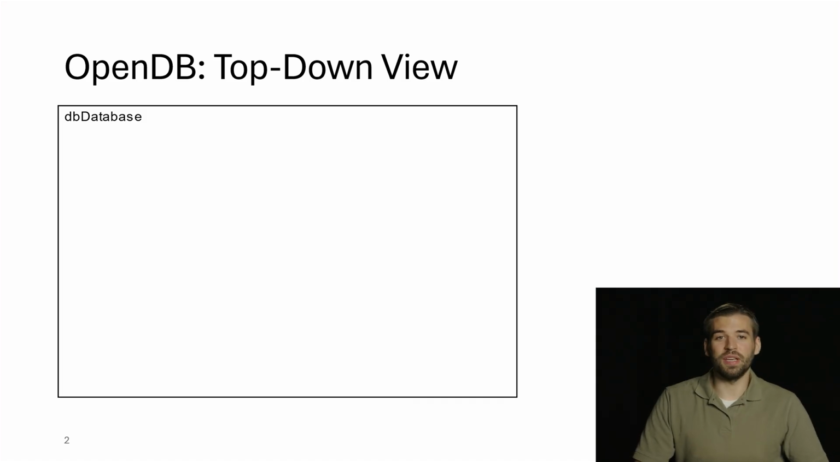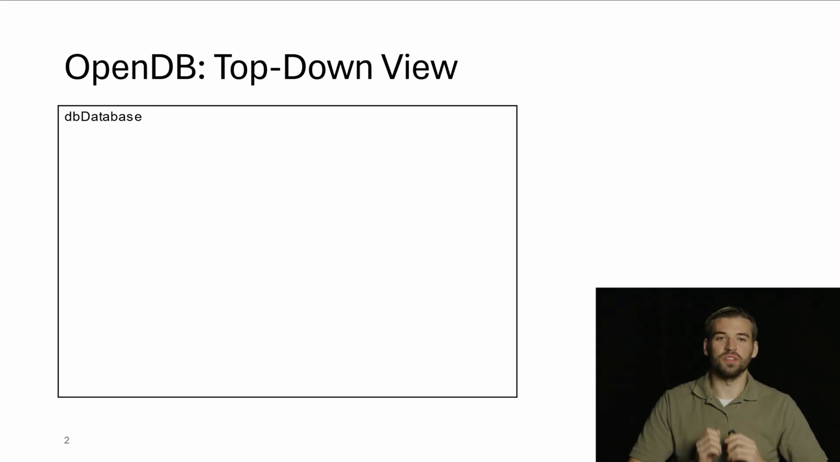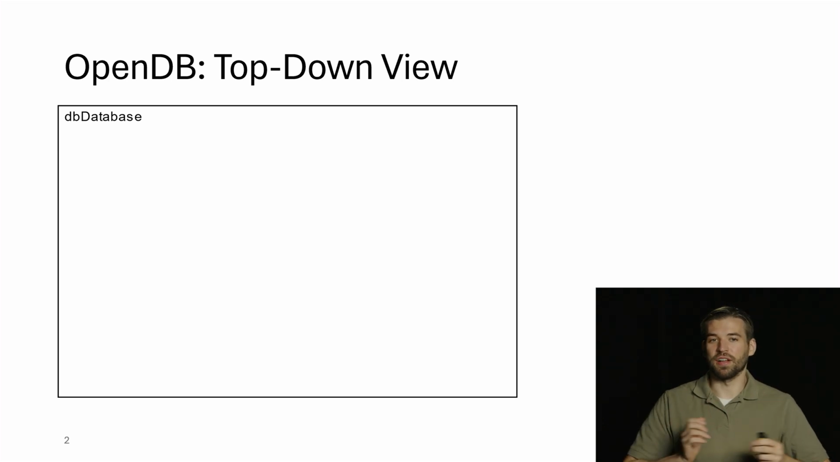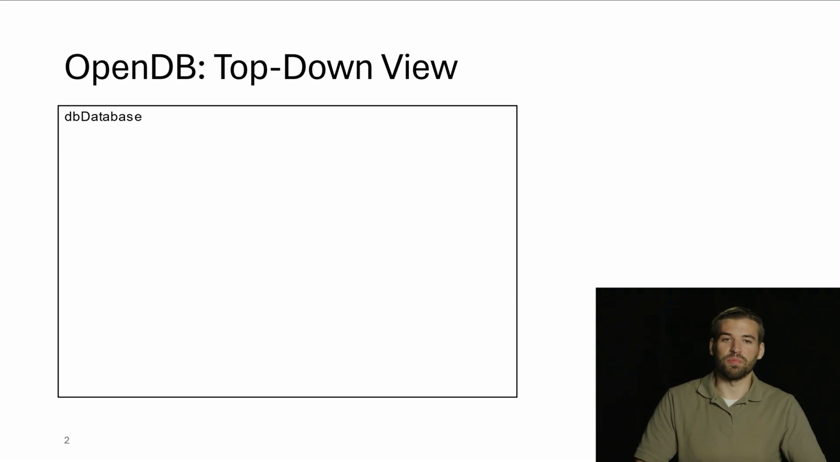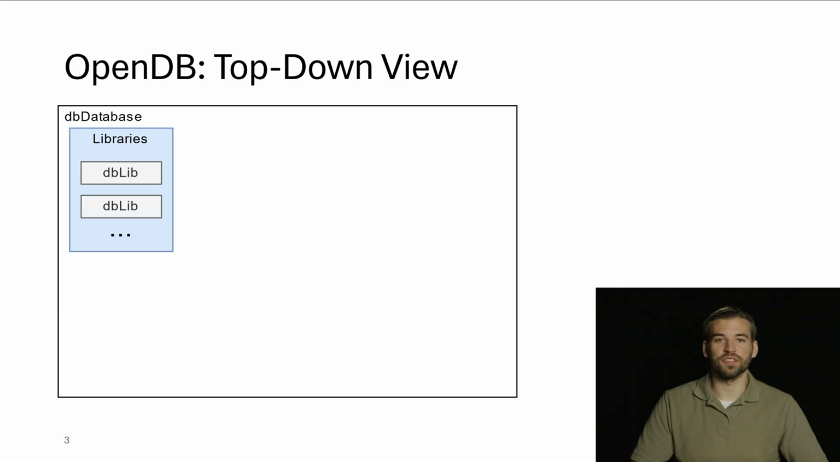First, OpenDB is structured as a hierarchical database, so there's just one single top-level object, and everything else in the database is ultimately linked back to that object. The class which represents this object is the dbDatabase class. From there are 3 main objects you can access.